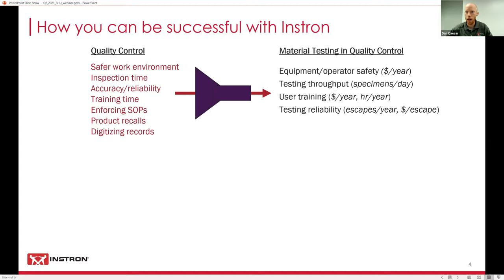And then next is how much time and cost is associated to training new and existing users. And finally, the reliability of the inspection being performed, which can have a metric maybe as the number of escapes per year, and then also the cost associated to each escape. So throughout the rest of the webinar, Meredith and I are going to be discussing relevant features from the Instron product portfolio. And we're going to be talking about different testing tips. But let's try to keep these metrics and these words in mind. So throughout the rest of the slides, I've tried to highlight some statements with red font to just try to remind us of some of these items.